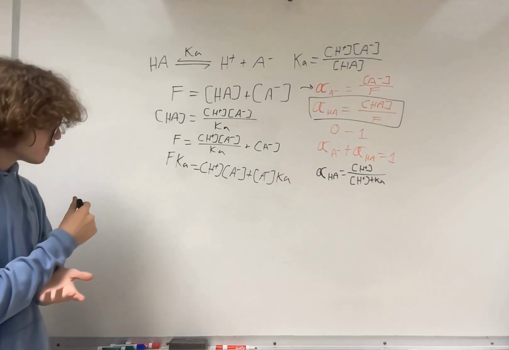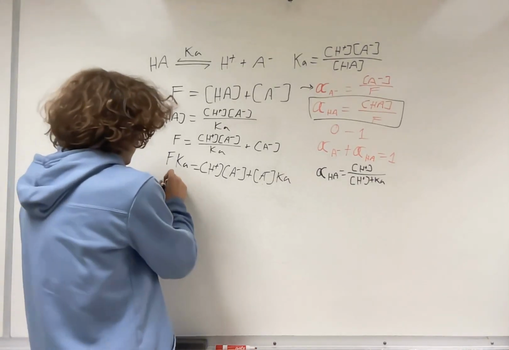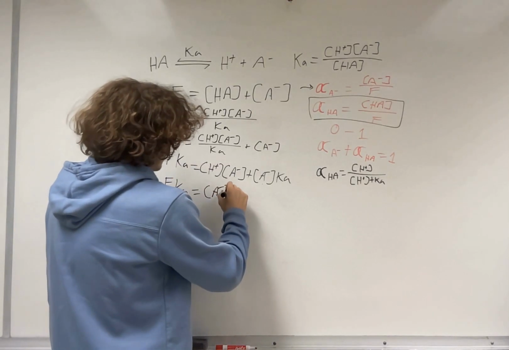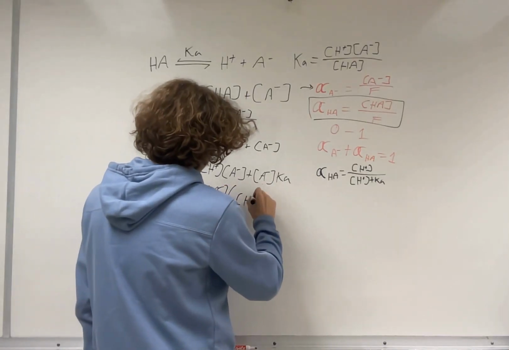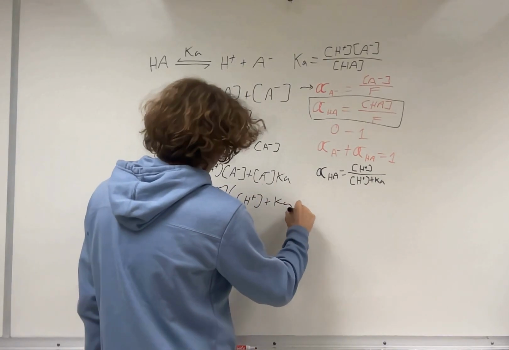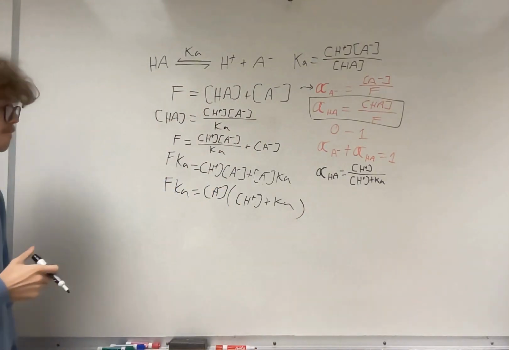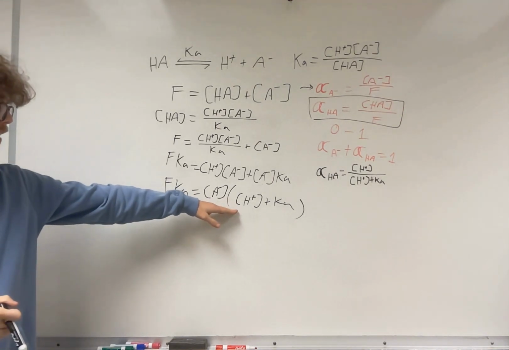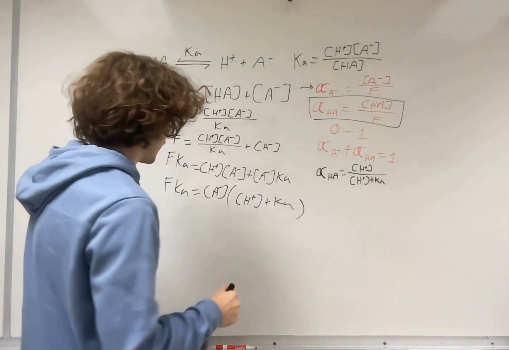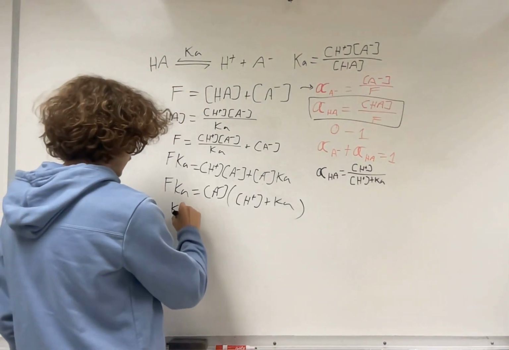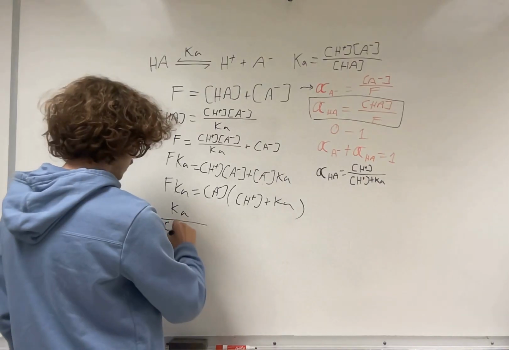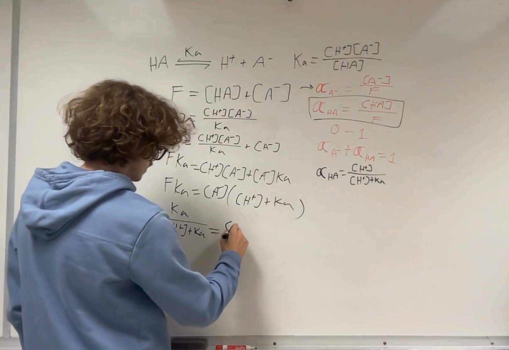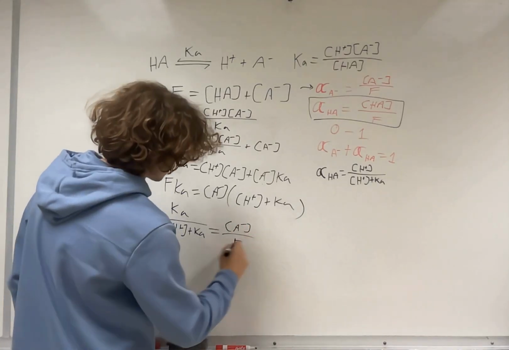But anyway, let's now factor out. It's literally the same process as last time. Factor out the A minus. This becomes H plus Ka. Okay? So hopefully you can see that. We are going to divide by F on this side and divide by H plus Ka on this side. So we're going to say Ka over H plus Ka equals A minus over F.